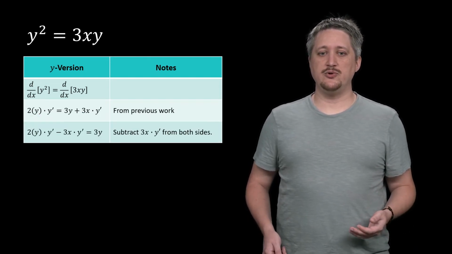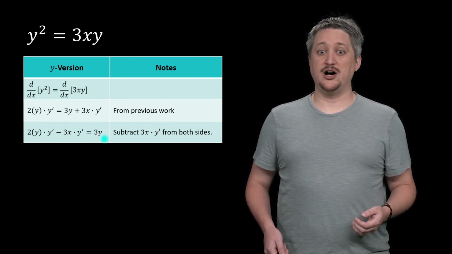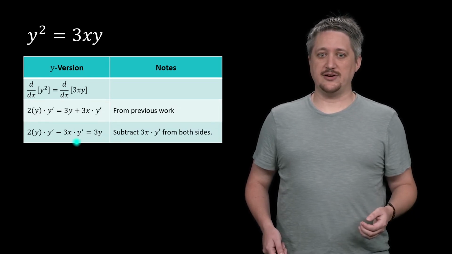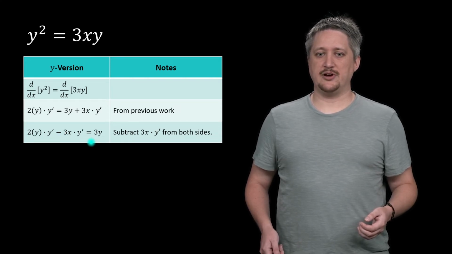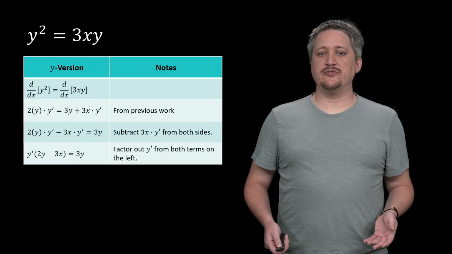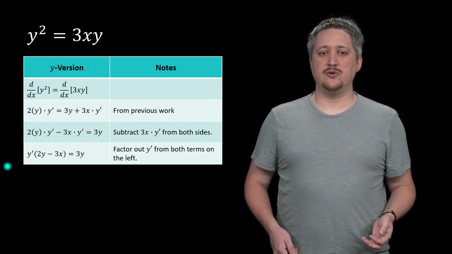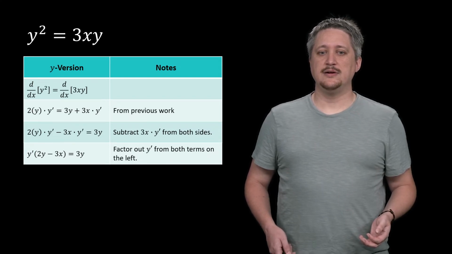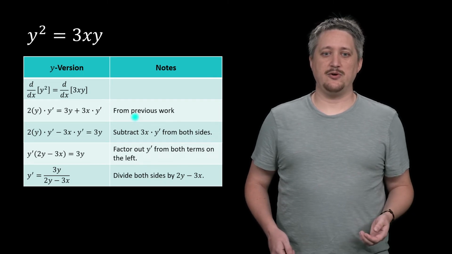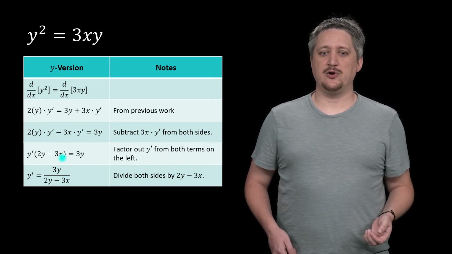So the first thing I'm going to do is try to get all my y prime stuff on one side and all of my non-y prime related stuff, in this case 3y, on the other side, right? So all of these terms on one side have a y prime in them, and on this side, there is no y prime to be found. Then I'm going to factor out the y prime on both sides. So I factored out a y prime here, and then divide by the stuff that is attached to y prime. So I have this 2y minus 3x, so I divide it over to get this y prime isolated, okay?